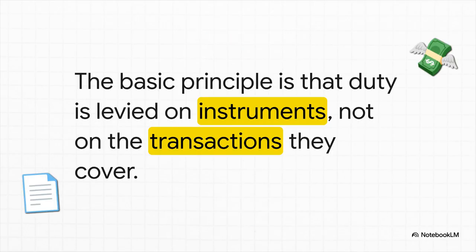And this right here? This is probably the single most important principle of the entire Act. Get this, and everything else makes more sense. The government isn't taxing the act of selling a property or the act of taking a loan. No, it's taxing the piece of paper, the legal instrument that records that transaction. If there's no instrument, there's no stamp duty. Simple as that. It's a tax on the evidence.